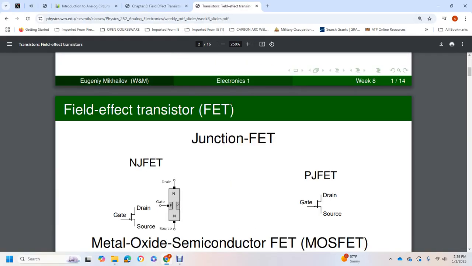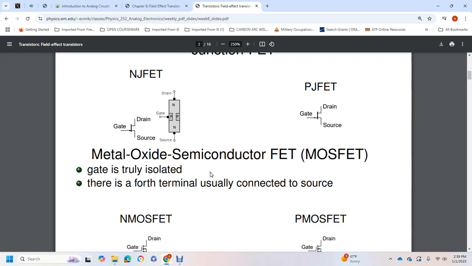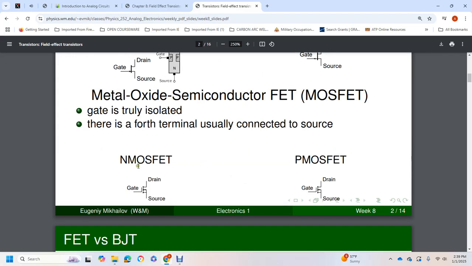Junction field effect transistors: the negative junction field effect transistor goes drain, gate, source. The positive junction field effect transistor is also drain, gate, source. Then there are metal oxide semiconductor field effect transistors, or MOSFETs, where the gate is truly isolated. There's a fourth terminal, usually connected to the source. There are negative MOSFETs and positive MOSFETs.